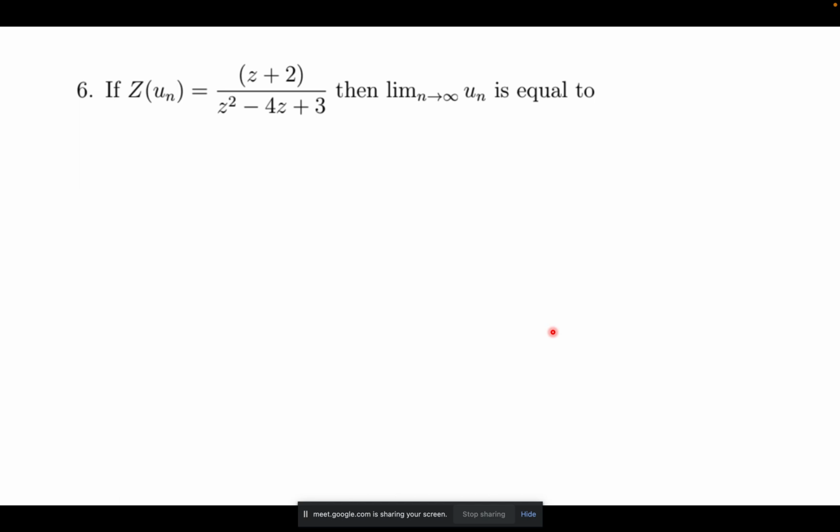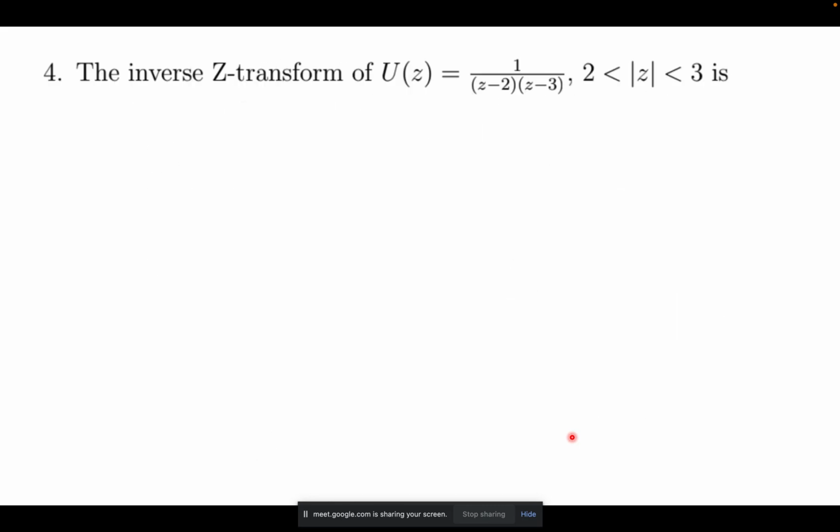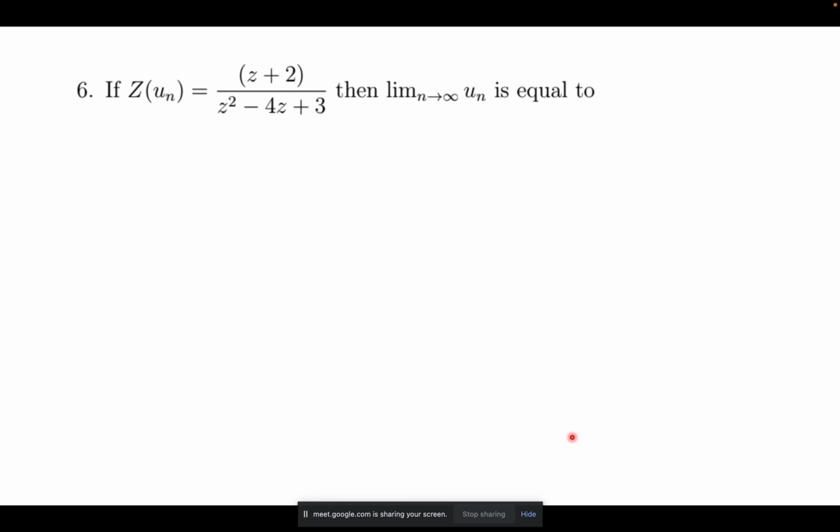I will move on to the next question now. If you have a sequence un, and the Z transform of that sequence is given by Z plus 2 upon Z square minus 4Z plus 3, then what will be the limit of un when n approaches infinity? If you recall, go back to the first slide and you will see the formula there. If someone asks you for the limit of un as n approaches infinity, you can use this formula, which is the final value theorem, to solve such a problem.